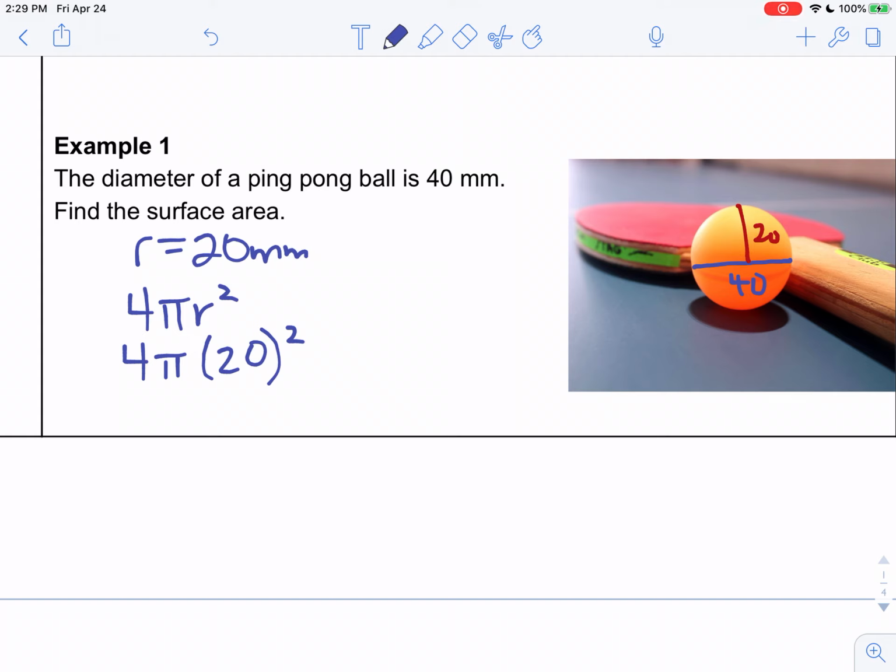Now keep in mind that you can do this as an exact answer or as an approximate. If I want to do this as an exact, I'm going to take 4 times 20 squared to get 1600, and it would be 1600 pi, and I'll be dealing with square millimeters because I'm dealing with the surface area. So even though it's around a three-dimensional shape, when I lay it flat, that's what I'm talking about in terms of area. But if I want an approximate decimal answer, I would take 1600 times pi, and in my calculator, I get approximately 5,026.5 square millimeters as my surface area.